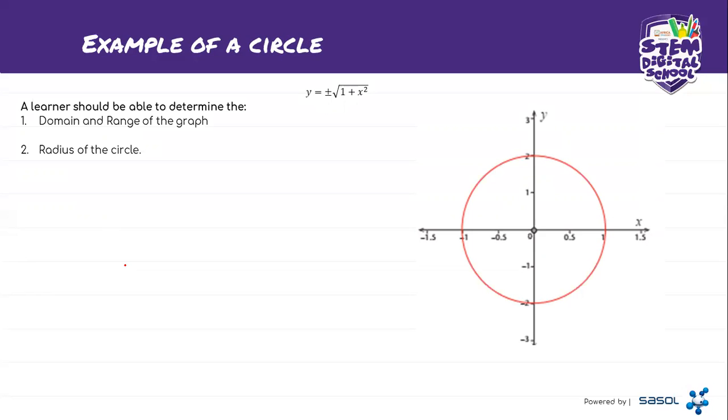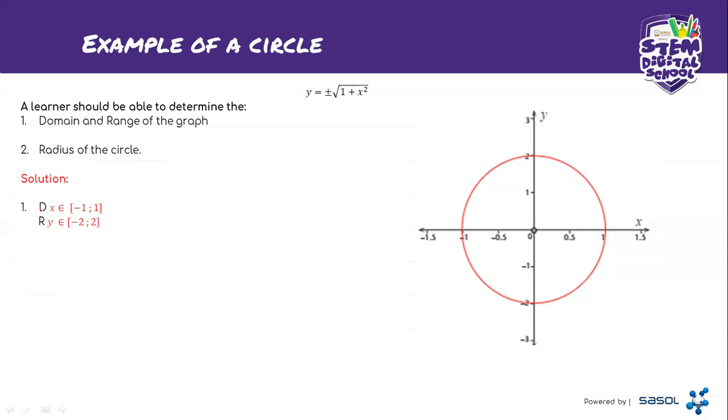All right. We have the equation of a circle, y equals plus or minus the square root of 1 plus r squared. Remember the standard equation: y equals plus or minus the square root of r squared plus x squared. Learners must be able to determine the domain, the range and the radius of the circle. Let's see how we determine that.